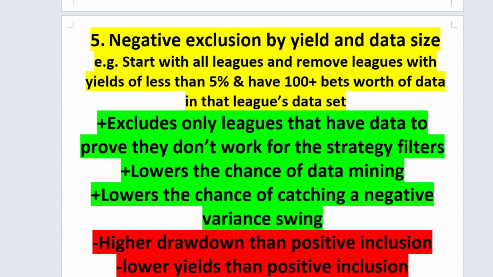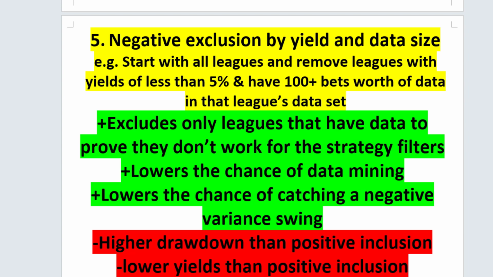But a minus point for this method is that there will be a higher drawdown than the positive inclusion method, and there will be lower yields than the positive inclusion. Lower yields, obviously, because we're including leagues that are making a loss at the moment, and they may continue to make a loss. This strategy may not work for those leagues. And there'll be a higher drawdown because we have more of those leagues that this betting trend may not work for. So on the one hand, we're lowering our chance of data mining, but on the other hand, there's going to be lower yields and higher drawdown.